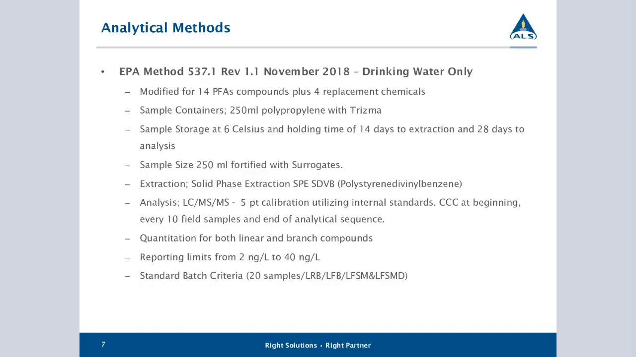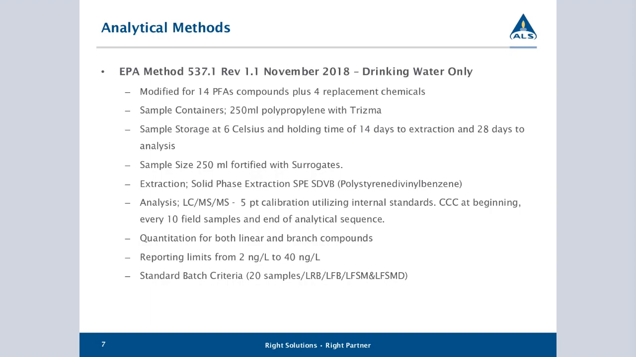Okay, so let's go over 537.1, revision 1.1, which came out in November of 2018. It is for drinking water only. And as I stated, it's for 14 PFOS compounds, the original 14 that came out in 537.1, and they added the 4 replacement chemicals such as GenX and ADONA and the such.